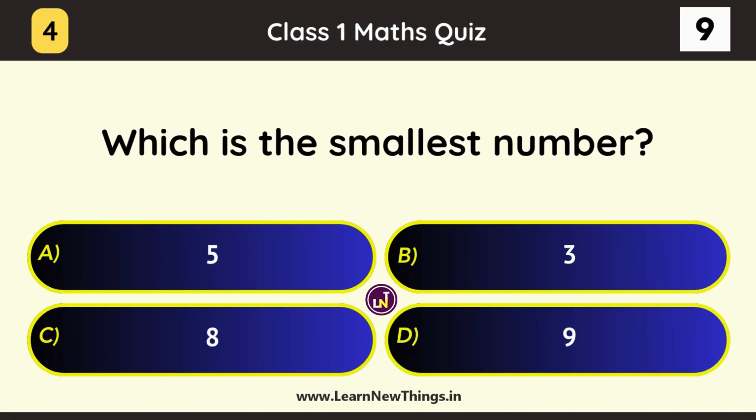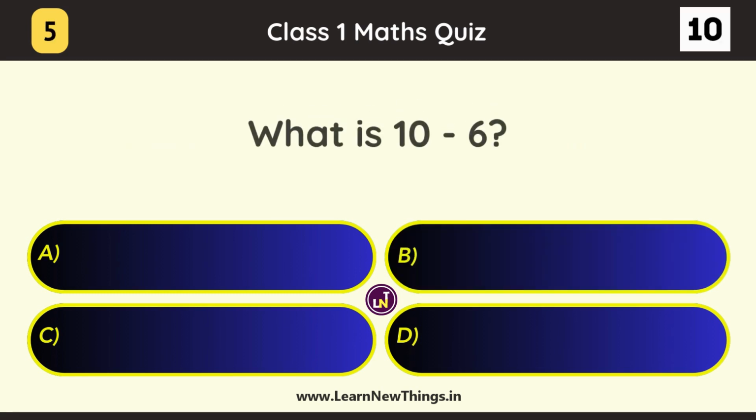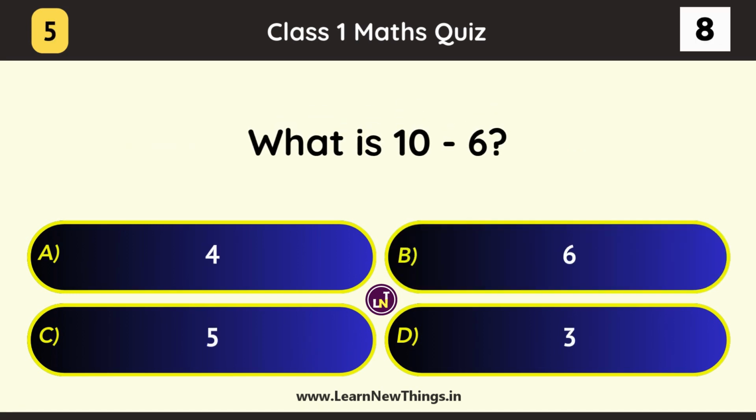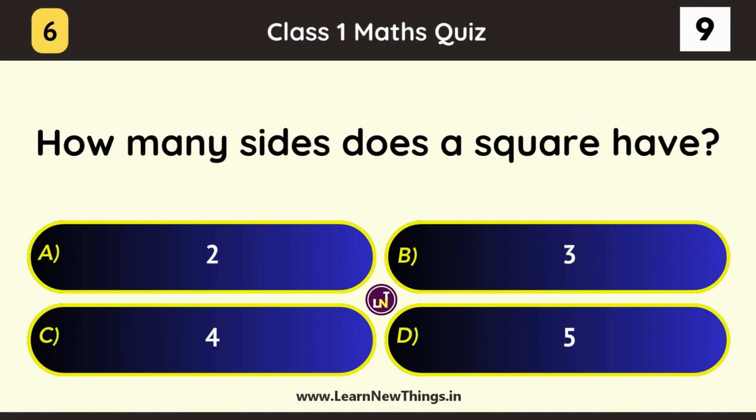Which is the smallest number? 3. What is 10 minus 6? 4. How many sides does a square have? 4.